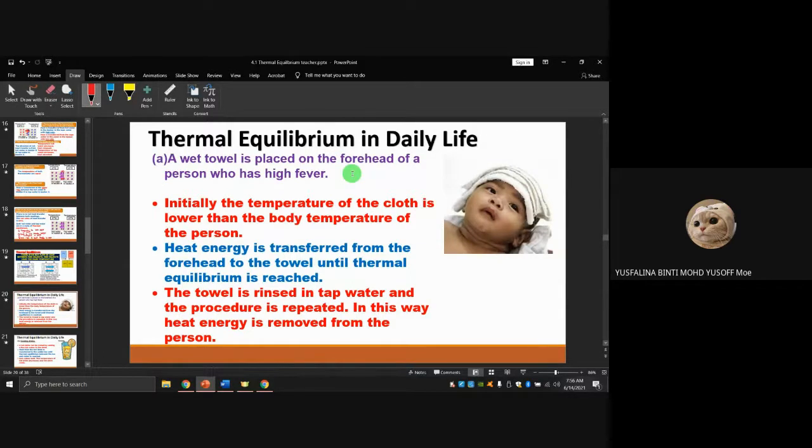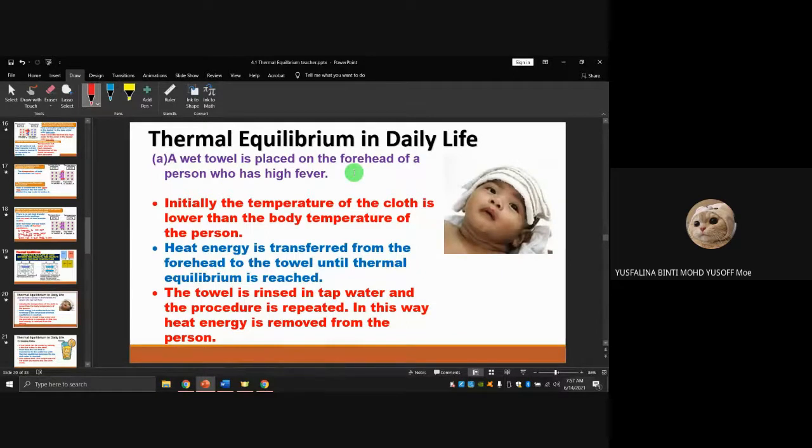Okay, 4 marks. They ask you to explain. Let's say, for example, they ask what will happen when you put a wet towel on the forehead of a person that has a high fever. The first thing you have to mention is that the heat is transferred from the person, the patient, to the wet towel. 1 mark.